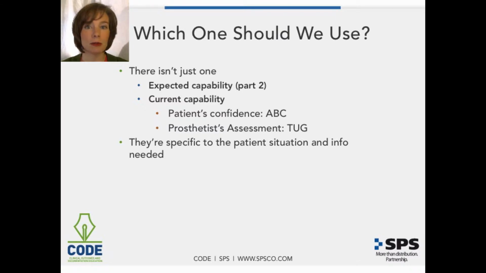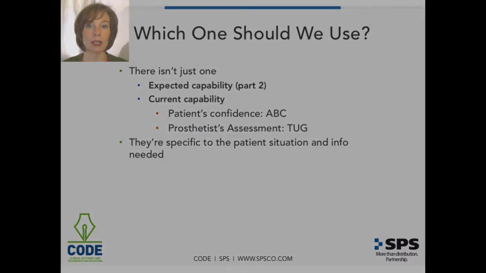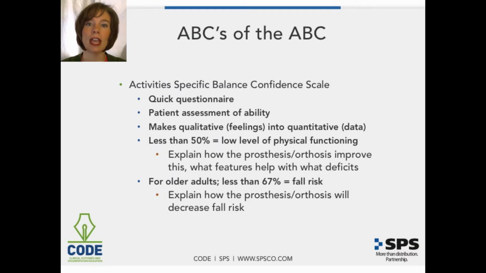There are a lot of different measures that can show that or support that information for you. But I'm just picking a couple here that are super easy to do and that I can show you quickly. So the ABC is a really simple measure that you can use to show where the patient is at currently, what they can do now.